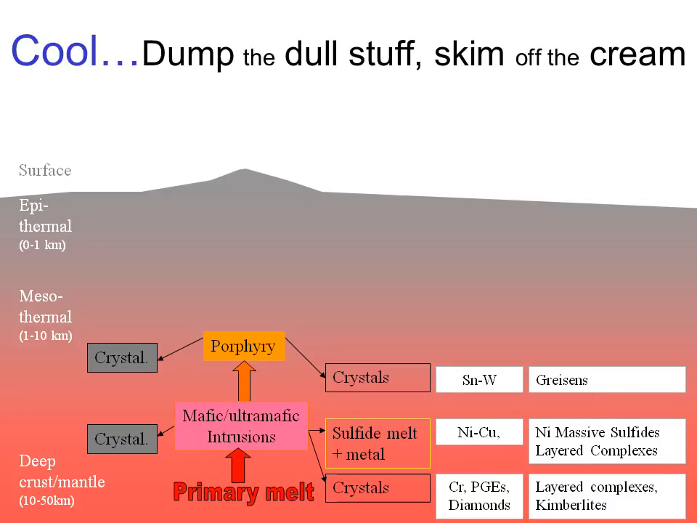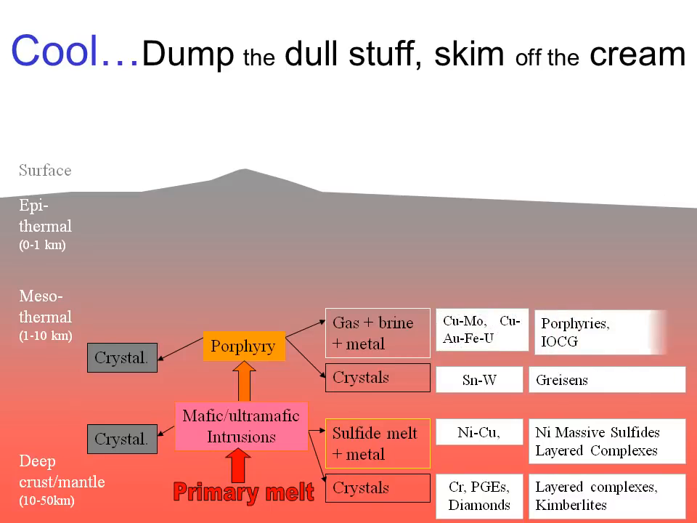But what is important with the porphyries are the metals which go along with the gases and the salty brines that come out of them as they cool. Predominant among these are copper and molybdenum, and secondary with gold, iron and uranium. And the porphyry deposits and the IOCGs belong to this group of deposits, IOCG standing for iron oxide copper gold deposits.